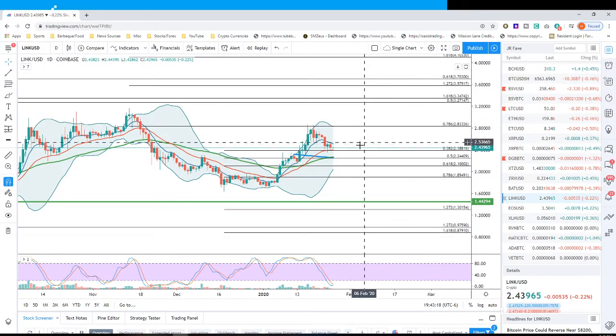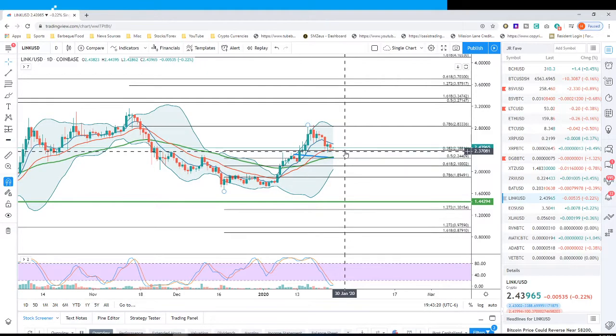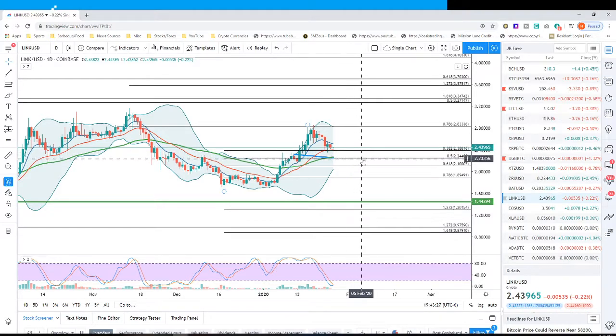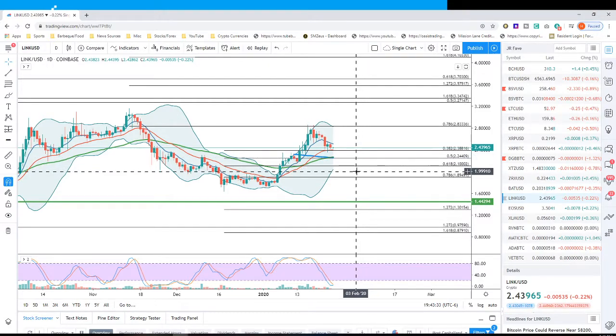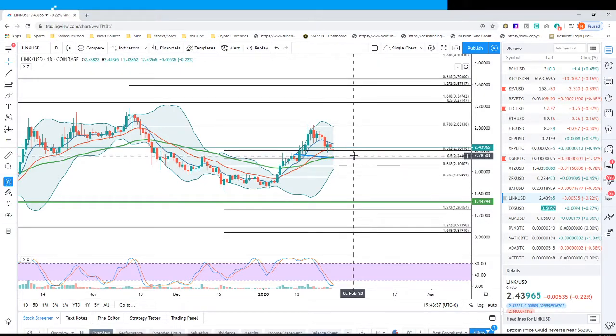All right. So the area to hold is right in this, let's call it 232 to 235 area. Below that, probably 226. That's the area to hold as well. Probably more major resistance there.